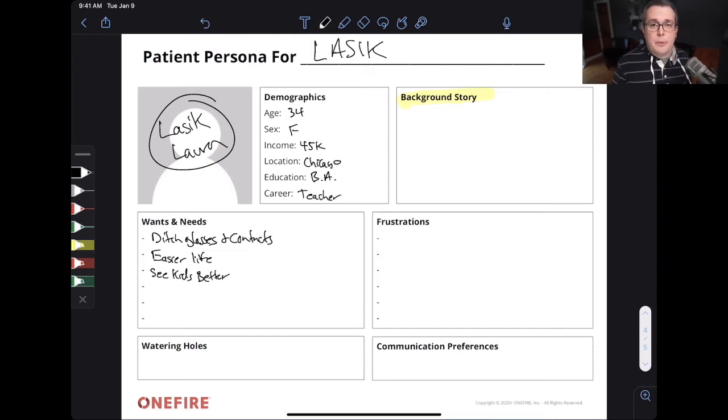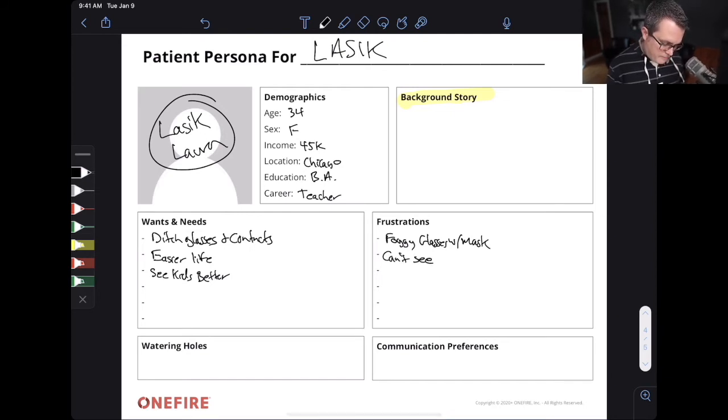Now, all of these are good examples, but one thing that works really well is picking a few of your best patients that you've got and interviewing them, asking them, what are your wants and needs when you were choosing a specific provider? What were the pain points? What were the frustrations that you had? Let's dig into frustrations. Some of the frustrations Laura has are foggy glasses with a mask. She can't see by the pool in the summertime. And a big frustration of hers, she doesn't like to talk to providers on the phone.